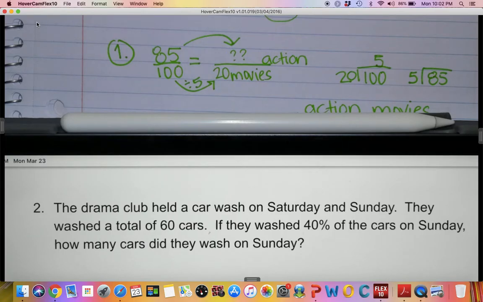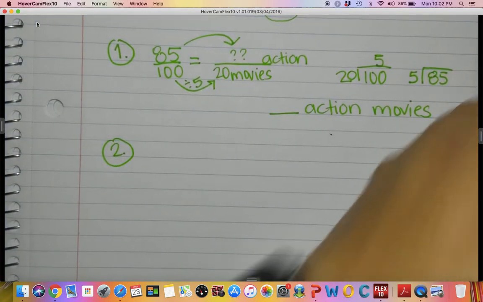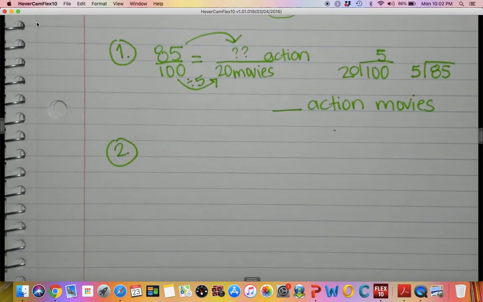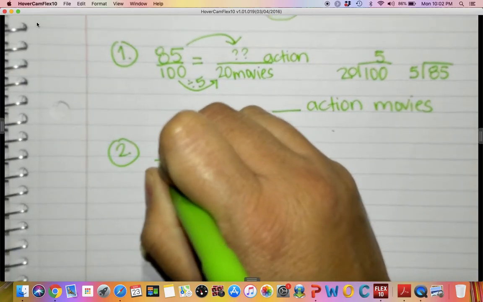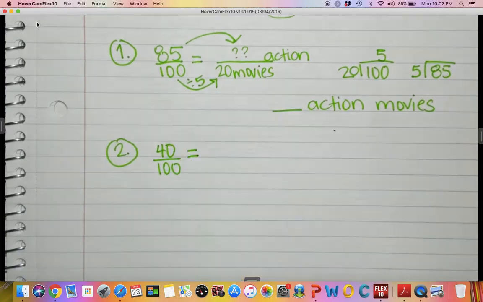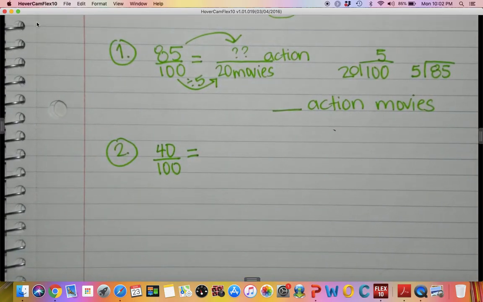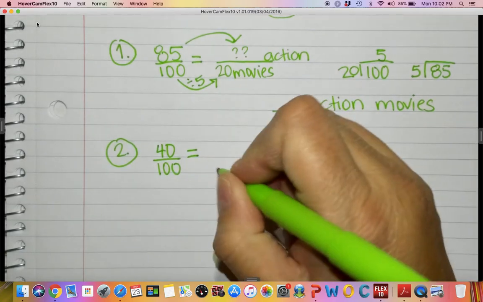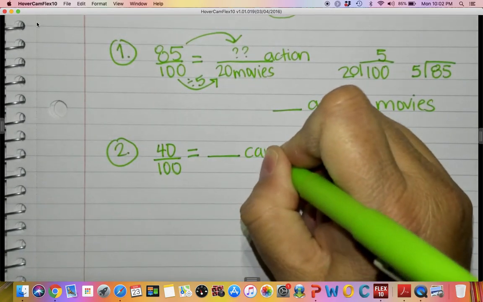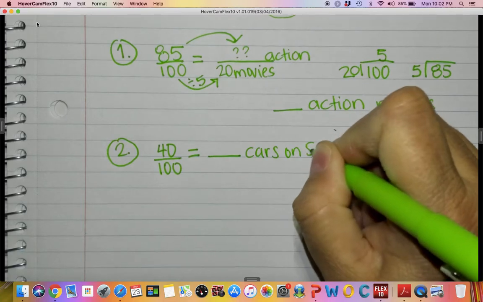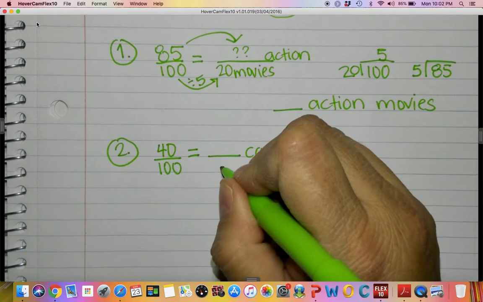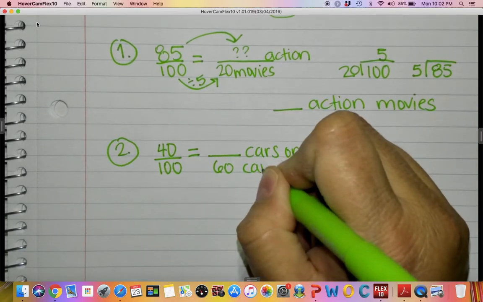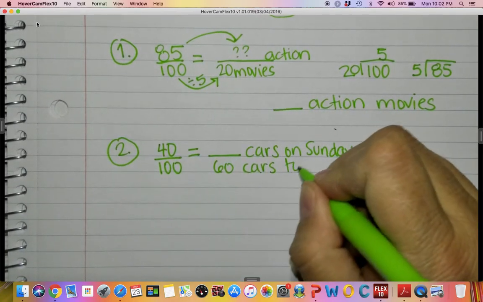So I'm going to set up my percent proportion. And it's going to be 40%, which is 40 over 100. And we're looking for how many cars, so part of the cars on Sunday, out of the 60 cars, both Saturday and Sunday.